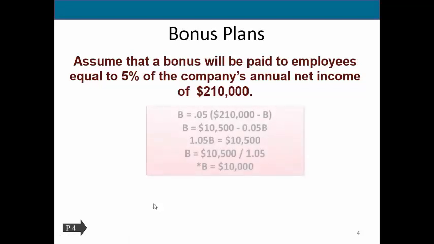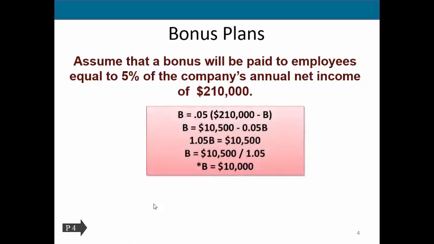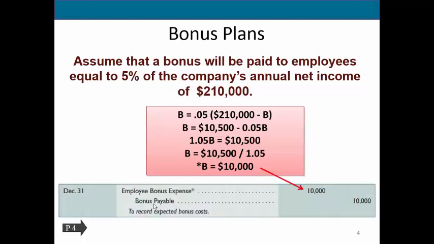So now let's talk about a bonus plan. Again, this is an estimate because we can reasonably estimate an amount, but we really don't know the exact amount that someone's going to earn until the year has ended or we begin to go back and look to see whether or not someone has earned their bonus. So in this case, we have a bonus that is going to be paid to employees equal to 5% of the company's annual net income. So we have to go ahead and book this expense. You can see here how we book that.